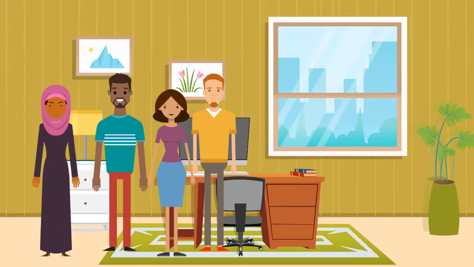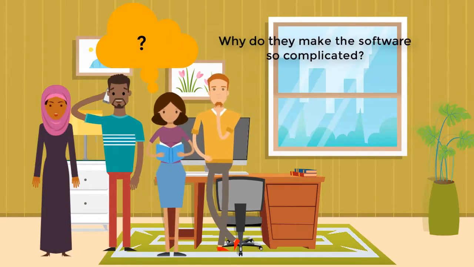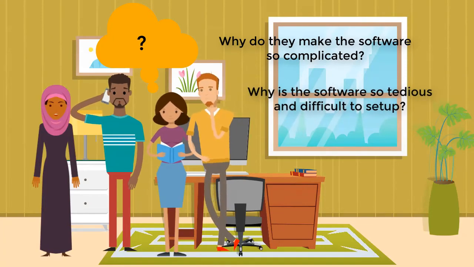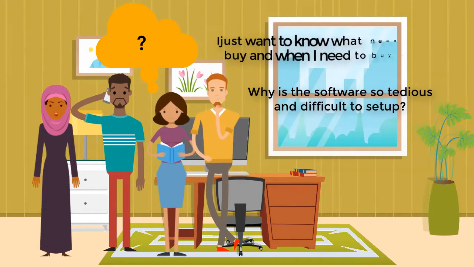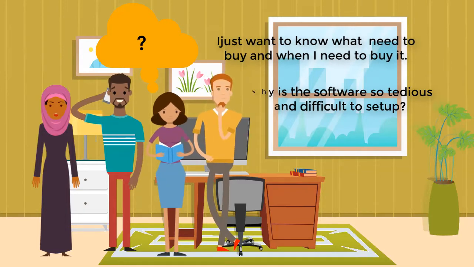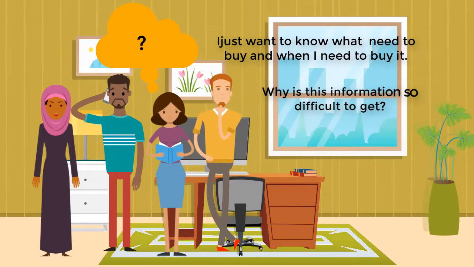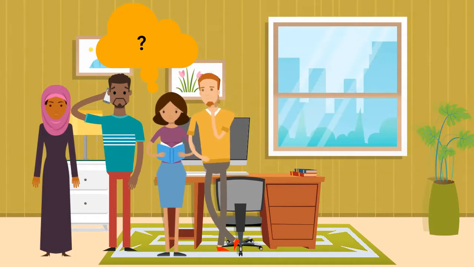If your company produces make-to-order products in a repetitive manufacturing environment, or your company manages a purchase-to-order inventory operation, you have probably asked questions like these when it comes to the software in your industry. Why do they make the software so complicated? Why is the software so tedious and difficult to set up? I just want to know what I need to buy and when I need to buy it. Why is this information so difficult to get? Well, you're not alone when you ask these questions.